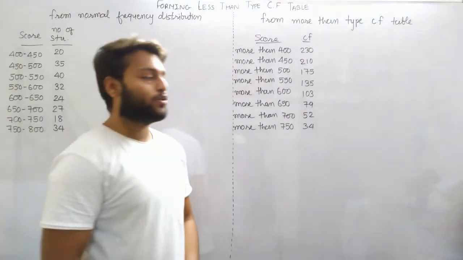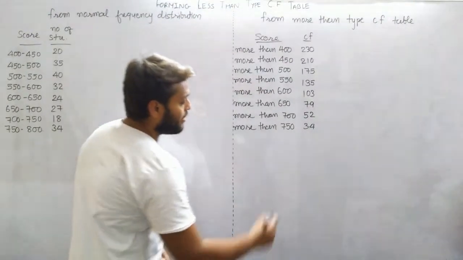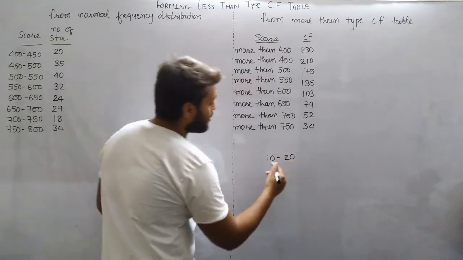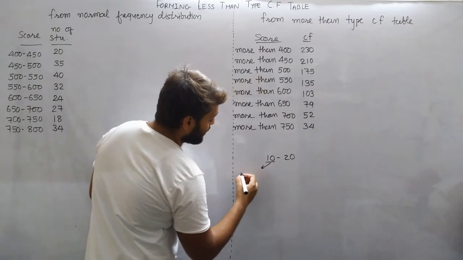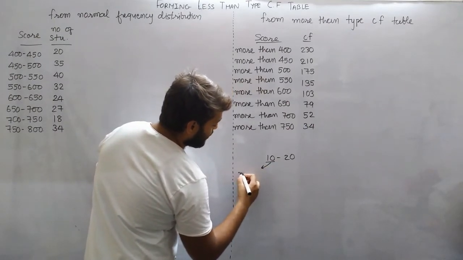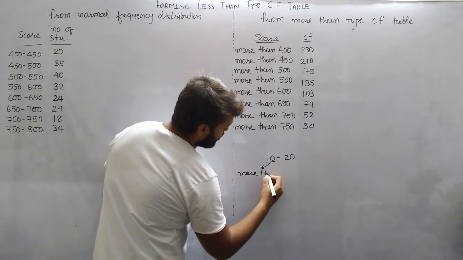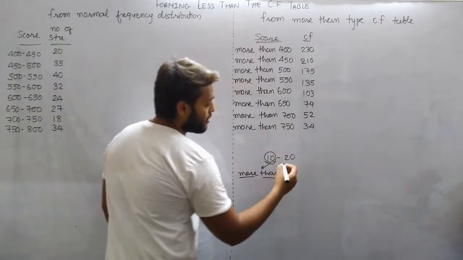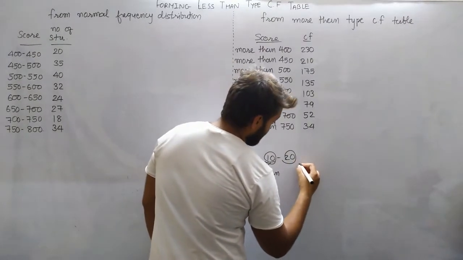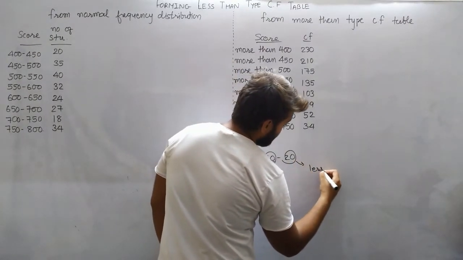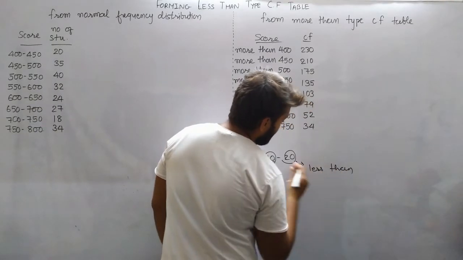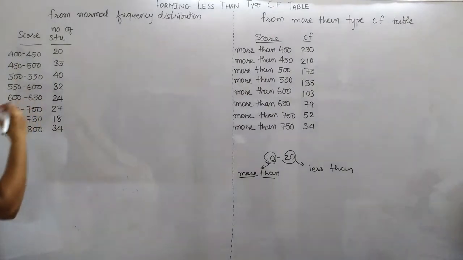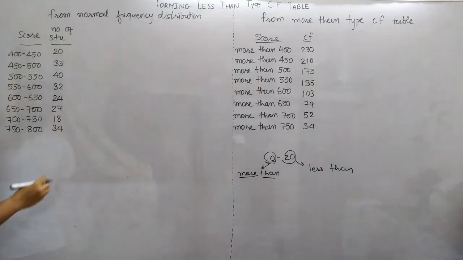First of all, the thing you have to take into consideration, let me give you an example. If I am taking one of the class intervals, that is 10 to 20, this 10 will be taken when we are taking more than. Whenever we are taking more than we will use the lower limit, and whenever we want less than we will use the upper limit. So simply here I want to make the more than and less than type of cumulative frequency.